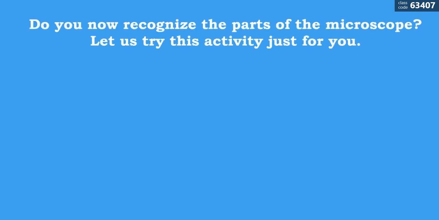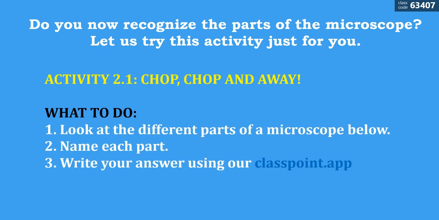Do you now recognize the parts of the microscope? Let us try this activity. This is just for you. Okay, activity 2.1. Chop chop and away. What to do? Look at the different parts of the microscope on the next slide. Name each part and write your answer using our class point. We have the class code 63407. Are you ready? Let's start.